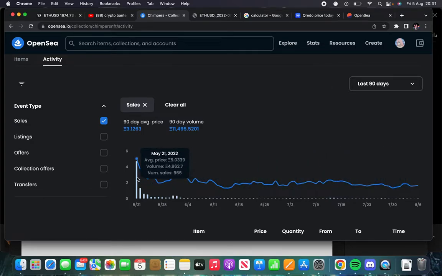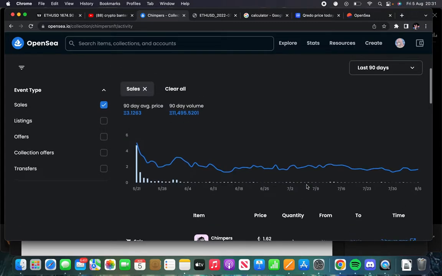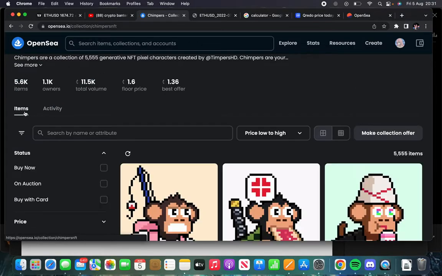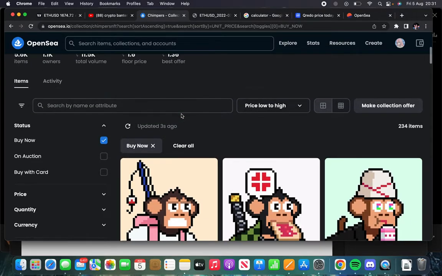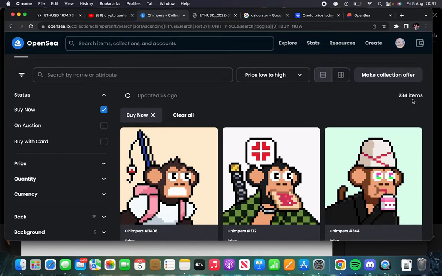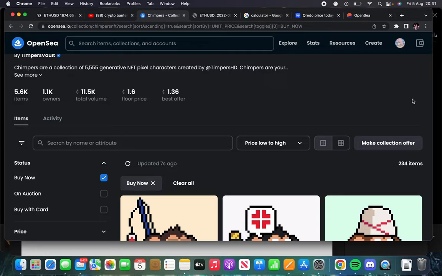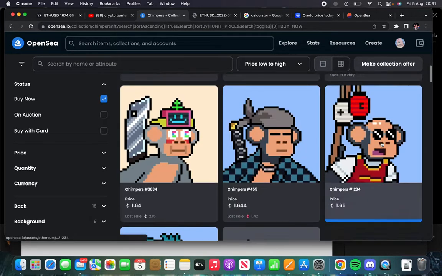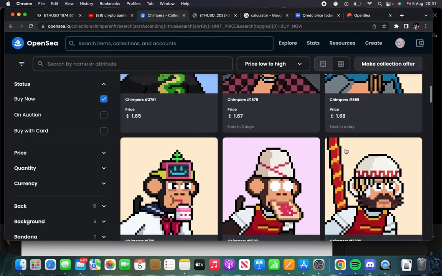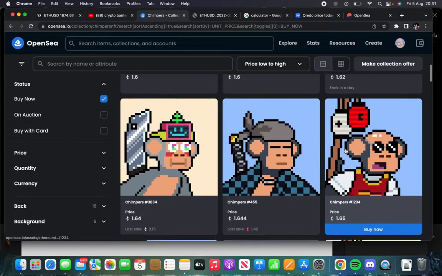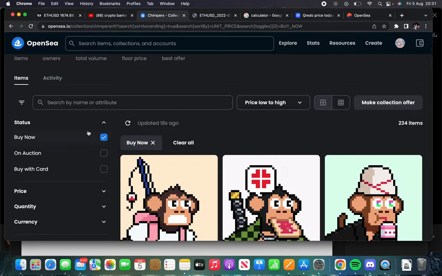Even with the declining volume, you can barely even see these volume bars. The floor price is still holding, right? How many are listed? I think 230. Damn, like 5%. A lot of them are staked. So they have done staking. Yeah, I think they stake for XP.